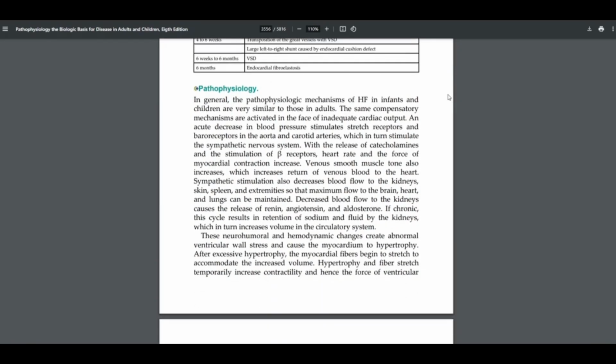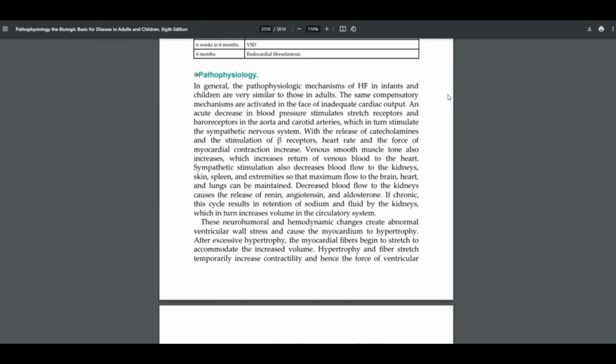So our pathophysiology for our heart failure. In general, the pathophysiological mechanisms of heart failure in infants and children are very similar to those in adults. The same compensatory mechanisms are activated in the face of inadequate cardiac output. An acute decrease in blood pressure stimulates stretch receptors and baroreceptors in the aorta and carotid arteries, which in turn stimulate the sympathetic nervous system.